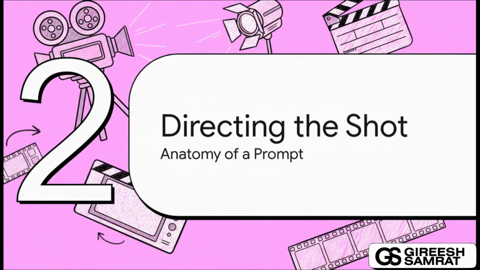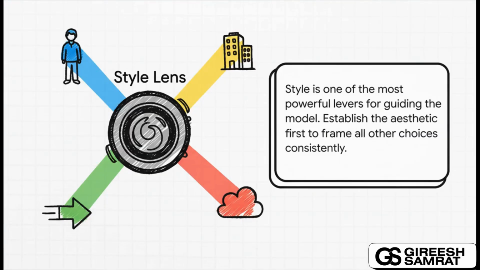Okay, technical stuff is sorted. Our canvas is set, now for the fun part. It's time to actually direct the shot. Let's break down the anatomy of a great prompt, the building blocks that are going to take your ideas from text to screen. Now, if you take away only one thing from this whole guide, let it be this. Style is the most powerful tool you have. It's the very first thing you should define. Before you even think about the subject or the action, tell Sora the vibe.